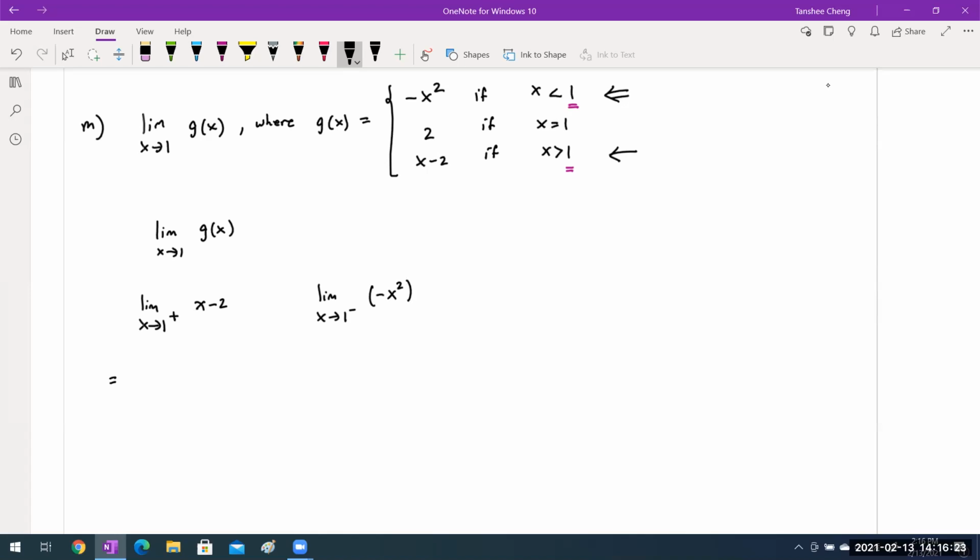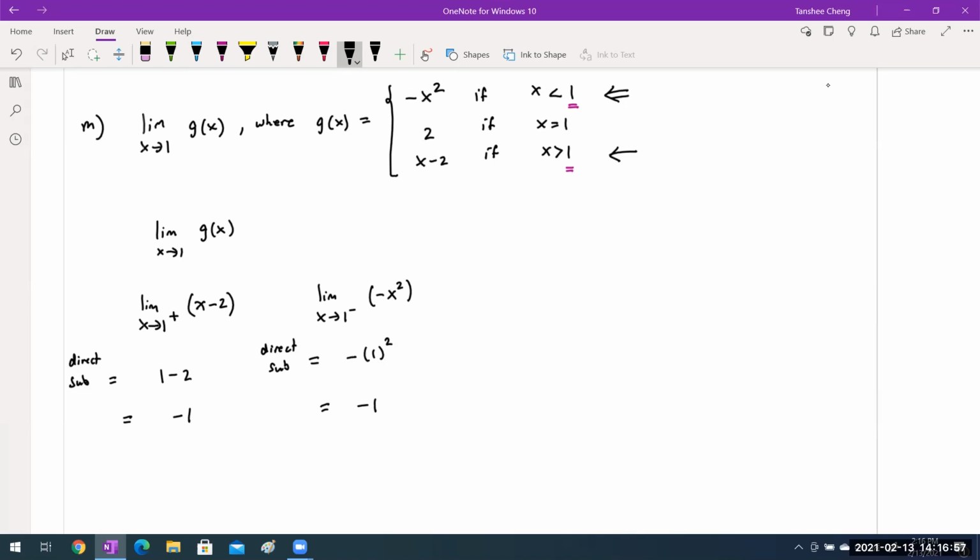Now, since x minus 2 is a polynomial, we can use direct substitution. So that will become 1 minus 2, which will give us -1. And for the other case, negative x squared is also a polynomial, so therefore we can use direct substitution, which will give us -1 to the second power, and that will also give us -1.